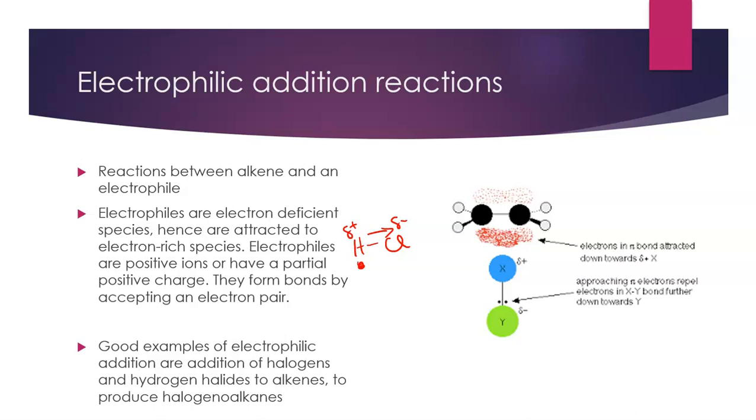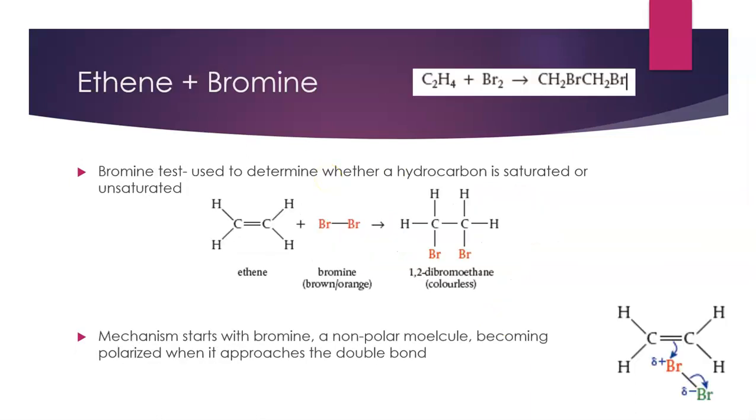They will form bonds by accepting the electron pair from the electron-rich center. So we can see electrophilic addition where we see the addition of halogens and hydrogen halides to alkenes to produce halogenoalkanes. One of the ones that we should be familiar with by now is the bromine test in order to determine whether a hydrocarbon is saturated, remembering that our Br2 liquid is going to be a brown or orange color. When it reacts, it decolorizes the bromine, so we lose that brown-orange color as the bromine attaches across the double bond.